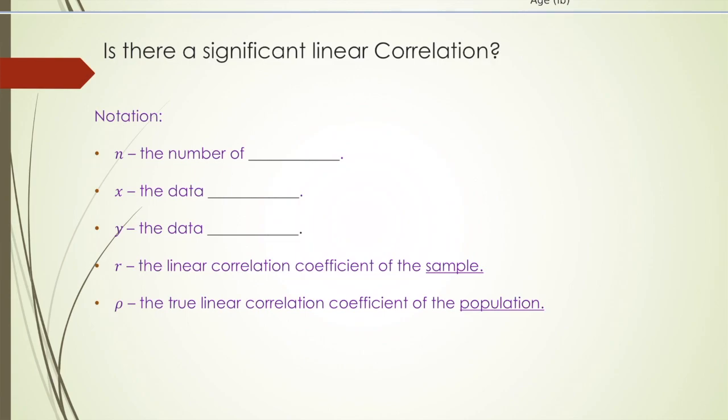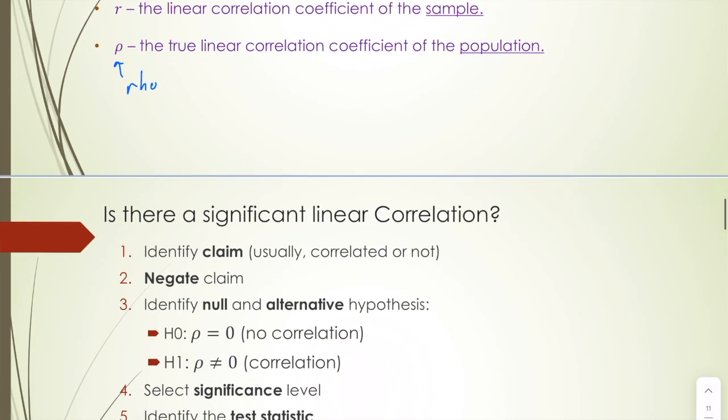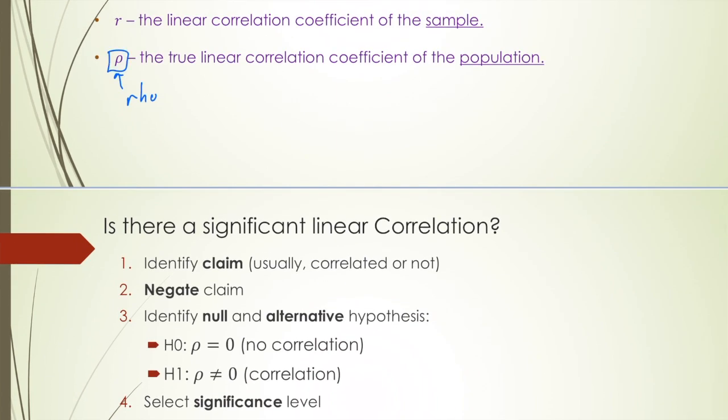So, n is the number of points. This is the data set of one variable, and this is the data set of the other variable. R is the linear correlation of the sample, and rho is the true linear correlation coefficient of the population. And it is on this which we wish to infer.